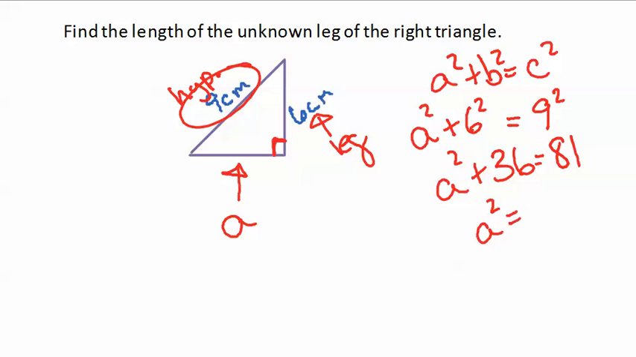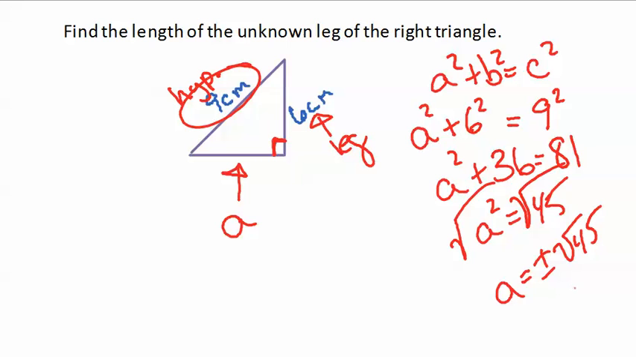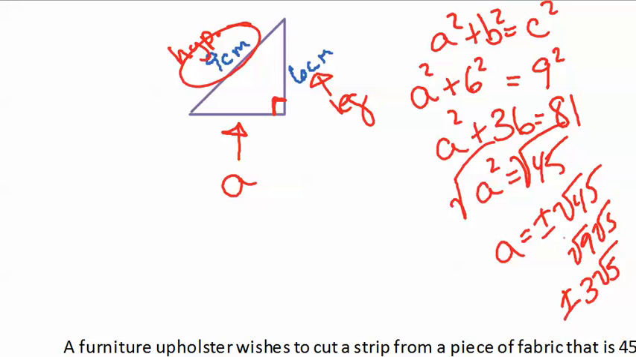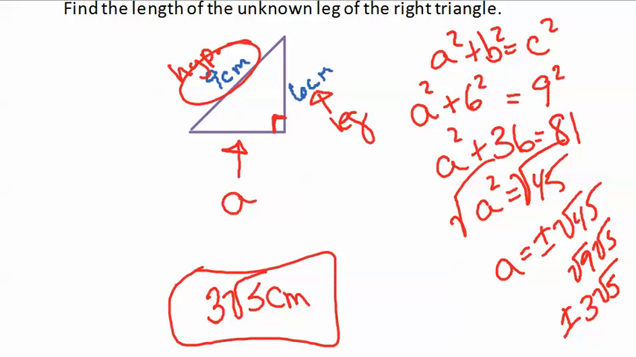A squared equals 45. And I take the square root to get rid of the square. So I get A equals plus or minus, because we're taking the square root of a square, so there's 2 options, the square root of 45, which is really the square root of 9 times 5, which is 3 square root of 5. Now, because this is a length of a triangle, it can't be negative, so the actual length will be 3 square root of 5 centimeters. Now, this is actually an exact value. You can always use your calculator to round to the nearest decimal if that's what it calls for.